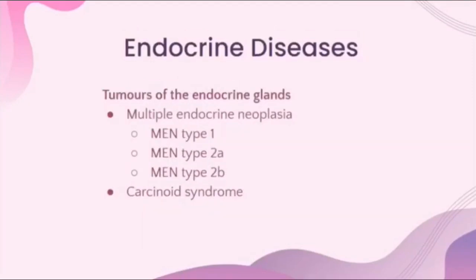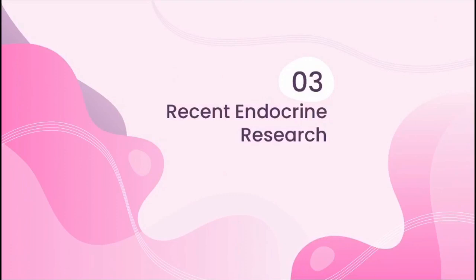Lastly, in the endocrine diseases, under the category of tumors of the endocrine glands are multiple endocrine neoplasia, a group of disorders affecting the endocrine system, MEN type 1, 2A, and 2B, and carcinoid syndrome, a group of symptoms caused by the release of different humoral factors. It's important to stay up to date with recent endocrine research as well.